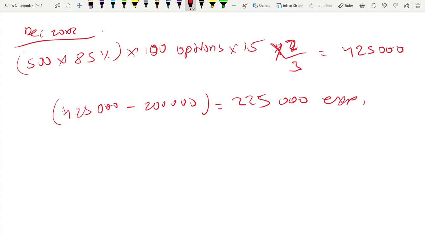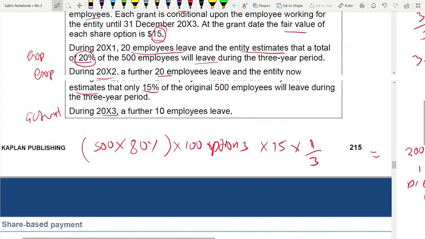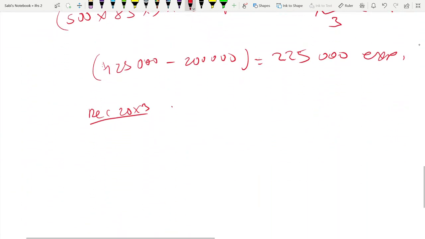Now, 31st December 2003, there is no expected figure. You have to work on the actual amount. But you have to take 2001, 2 and 3. So in 2001, 20 employees are leaving. 2002, 20 employees are leaving. 2003, 10 employees are leaving. 20, 20 and 10 add up to 50 employees. So from 500, you deduct 50 employees, because 50 employees are leaving.